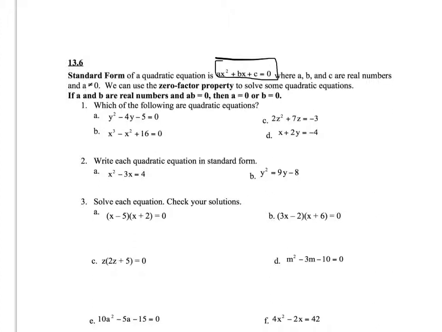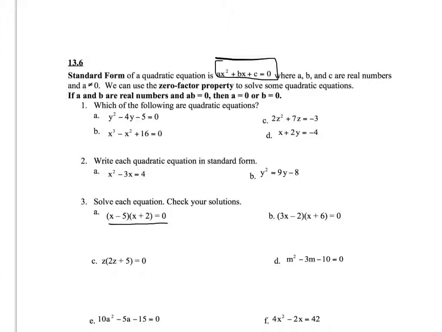And the idea in solving is if I have 2 parentheses multiplied together that are set equal to 0, that means there are 2 numbers. I just don't know what they are yet because there's a variable in there. But 2 numbers multiplied together to equal 0. The thing that has to be true is the only way I get 0, at least one of those numbers had to equal 0.